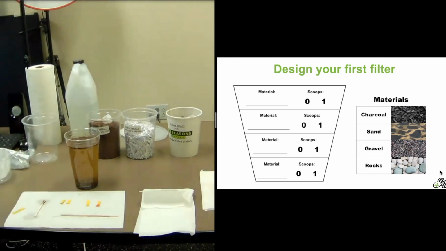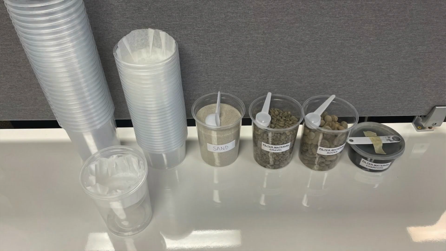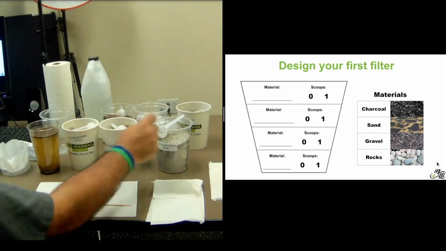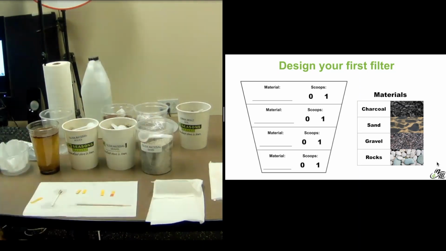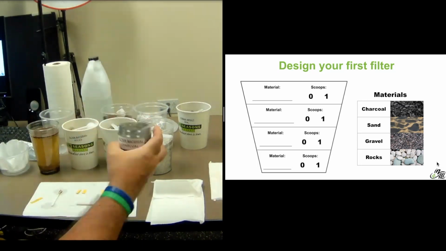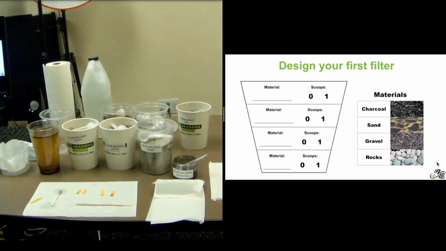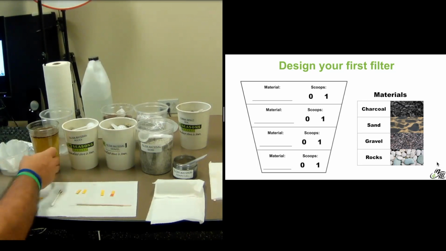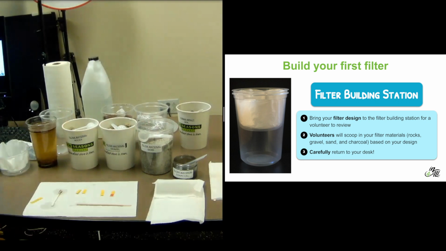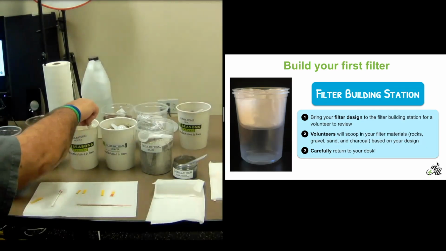So you're going to need a materials station. I have rocks, I have gravel, I have something that looks like sand, and I've also got some charcoal. If anyone has a fish tank, they might recognize charcoal as something that's commonly used in a fish tank. These are the 4 items that they can choose from, but the maximum that they can use is 1 scoop of each.